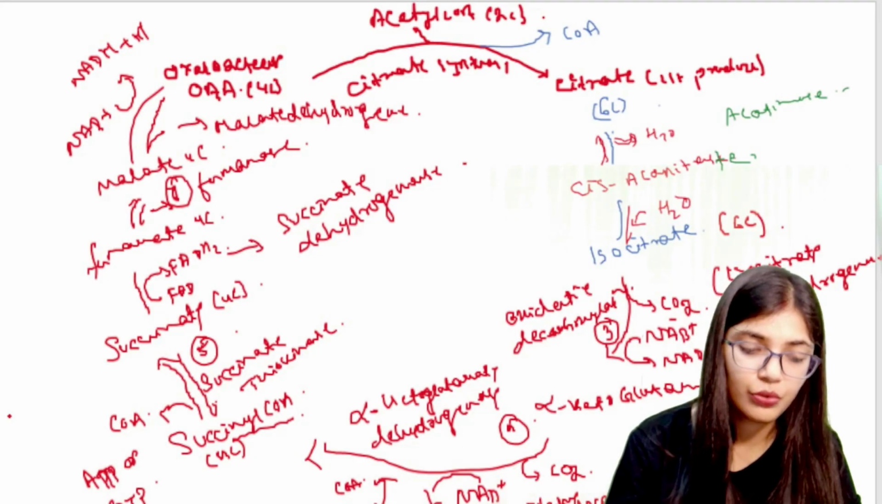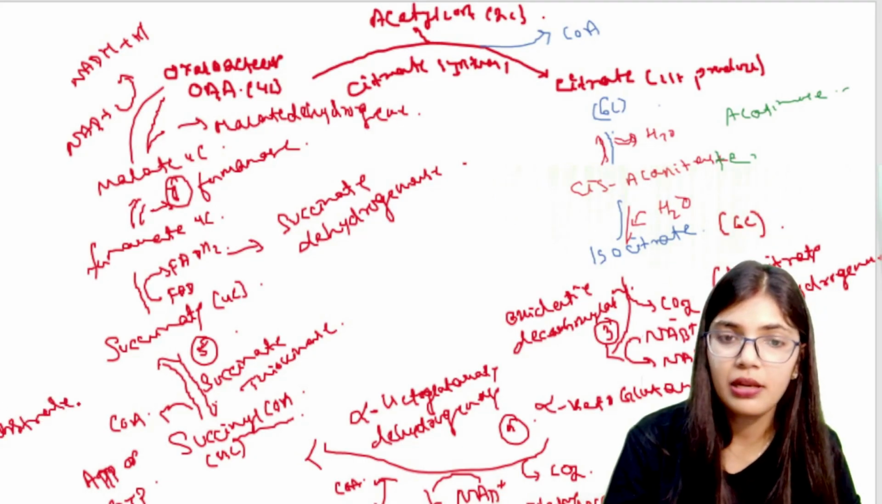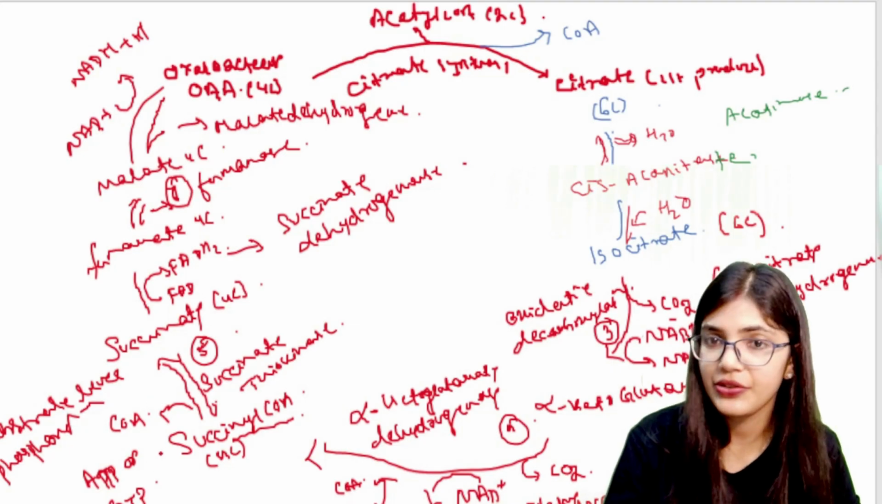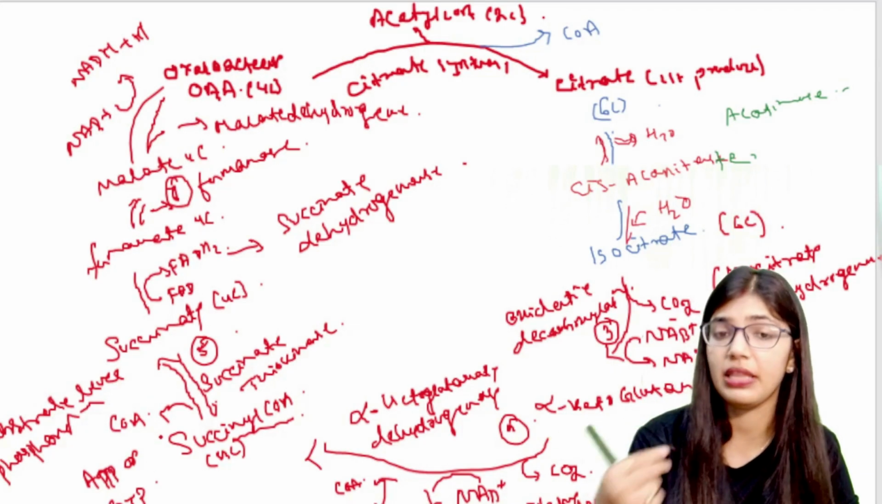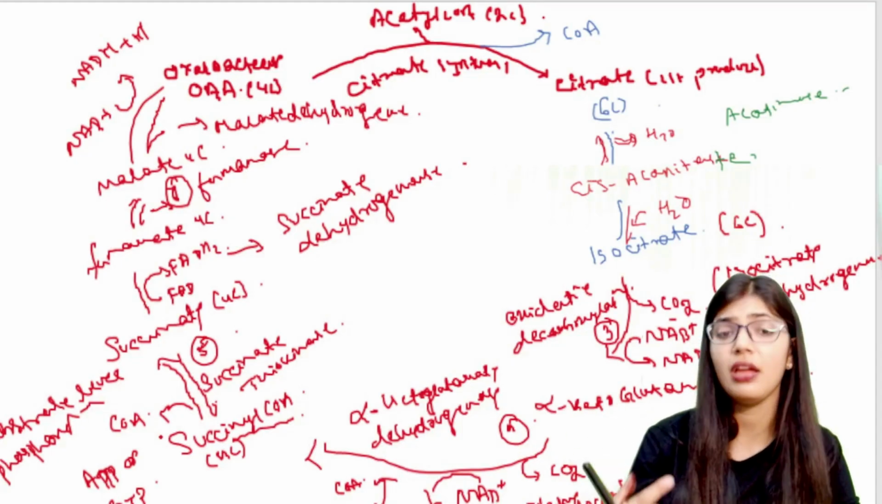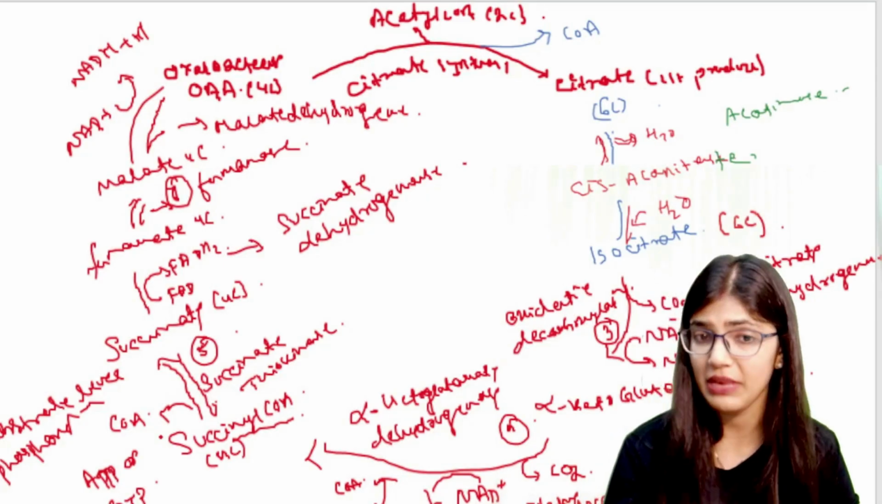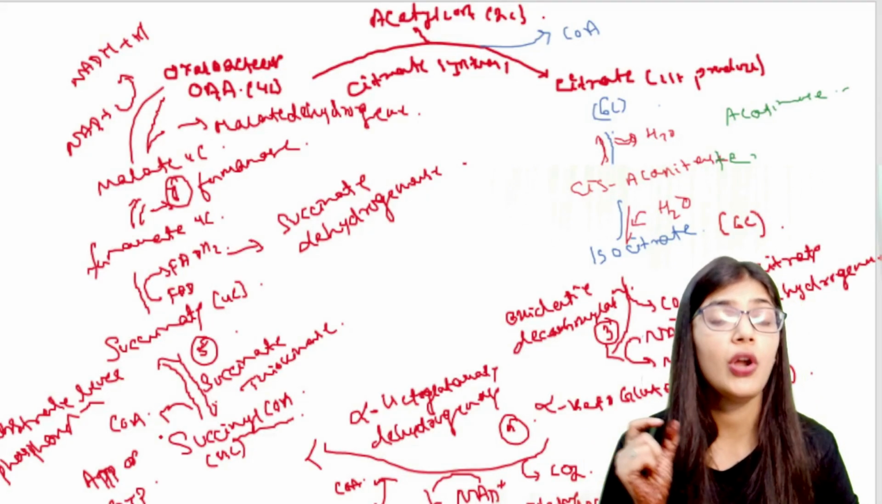Okay, in the case where succinyl coenzyme A is converted into succinate, this step is known as substrate level phosphorylation, because the coenzyme A is removed and there is also formation of ATP or GTP. That means the phosphorylation of ADP or GDP is taking place along with the removal of coenzyme A. That is the reason it is known as substrate level phosphorylation.